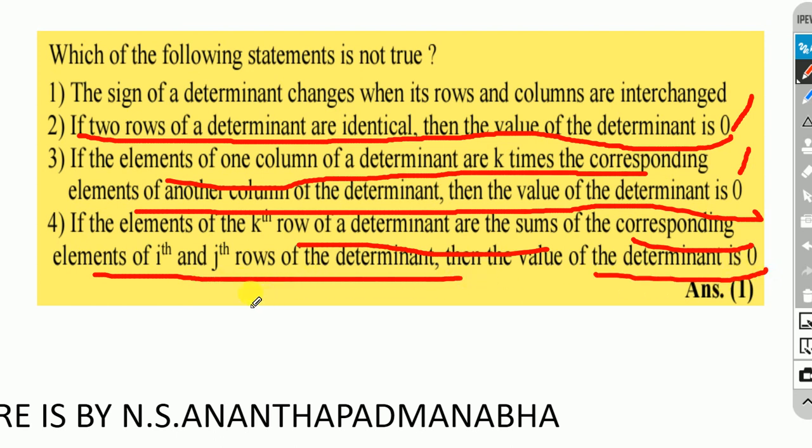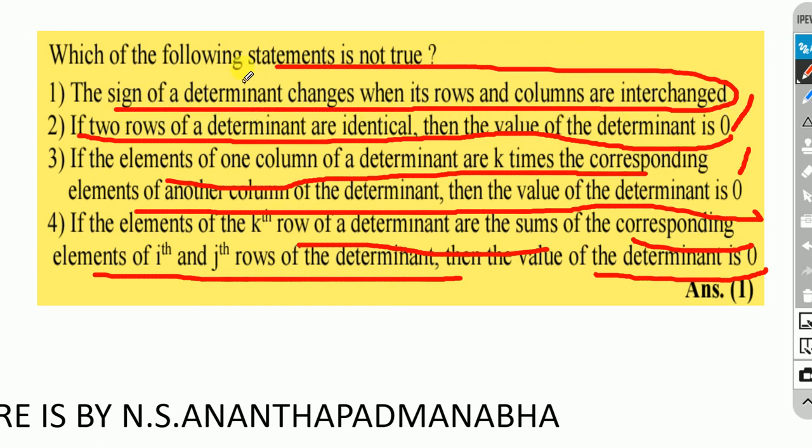If the elements of the kth row of a determinant are the sums of the corresponding elements of the ith and jth rows of the determinant, then the value of the determinant is 0. That is also correct. While solving the question, we will be adding the columns and rows to get proportional columns and proportional rows to get the answer. So 2, 3, 4 all are correct, and the wrong answer is that the sign of the determinant will not change when the rows and columns of a determinant are interchanged. Whereas when you interchange two columns or rows, then the value of the determinant changes by sign. So we need not be confused here.